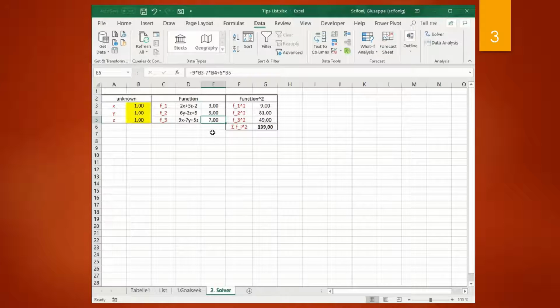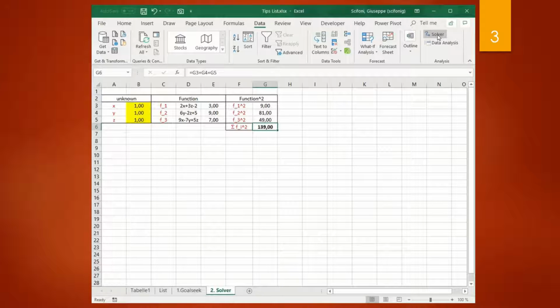What do we have to do? First we build the square function of each one: f1 square, f2 square, and f3 square as formulas. And finally, we make the sum of all those three square functions together, and we get this value. The values x, y, z, which satisfy the condition f1 equals 0, f2 equals 0, f3 equals 0, also satisfy the condition that the sum of square functions equals 0.